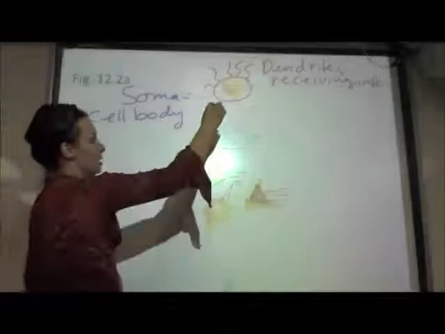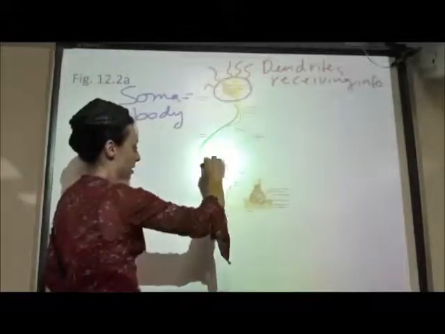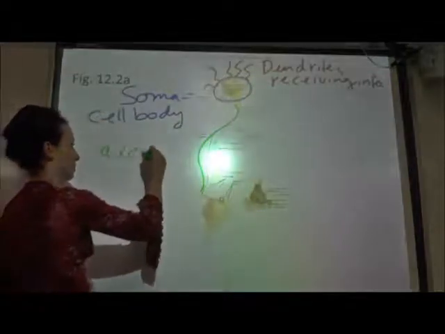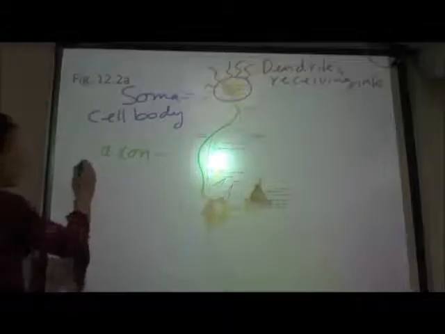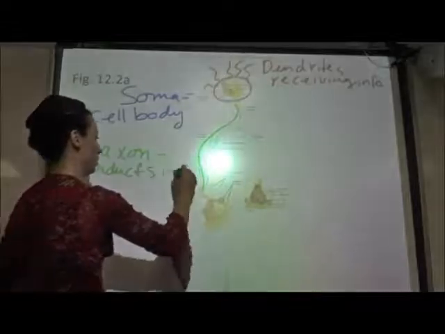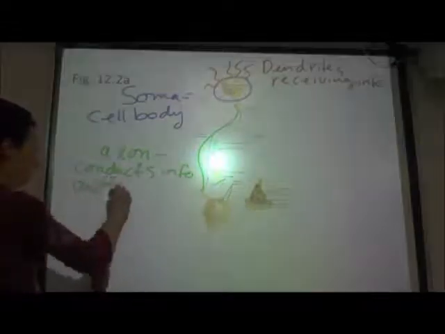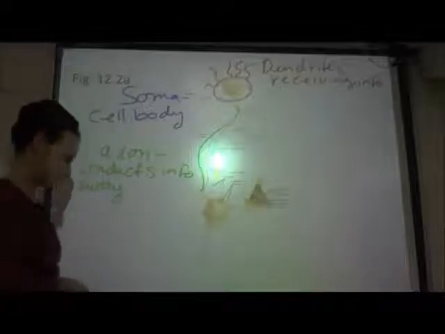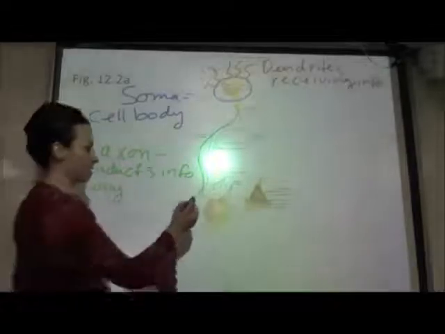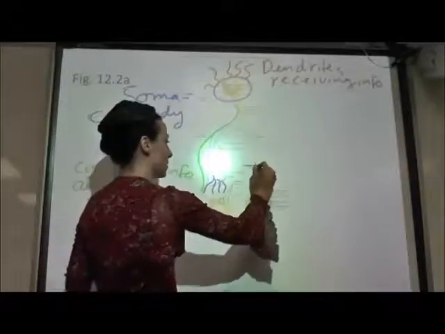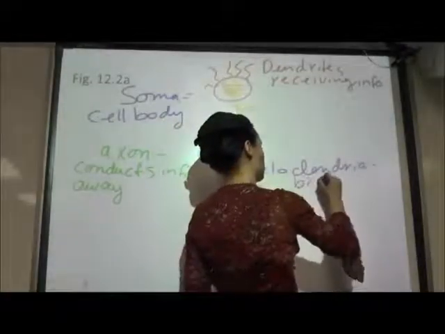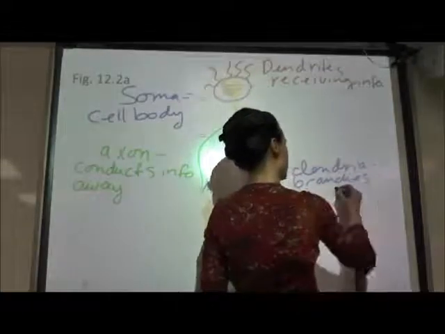Then if we look, there will be a big long extension that comes off of the soma, and this is called an axon. And this will be conducting the information away from the cell body. And then way down at the end of the axon, we have these axon terminals, also called telodendria, which are like the branching regions. So the branches of the axon.